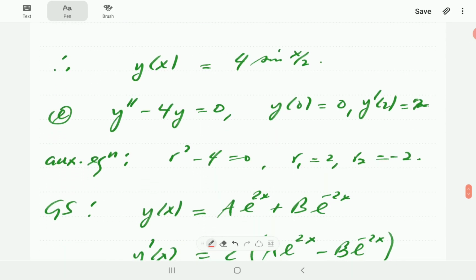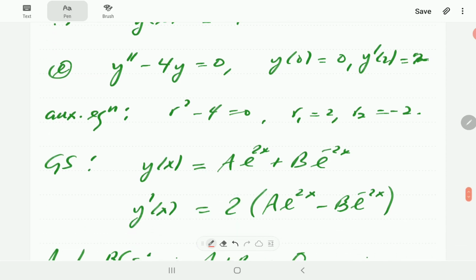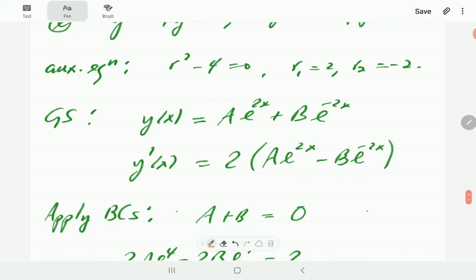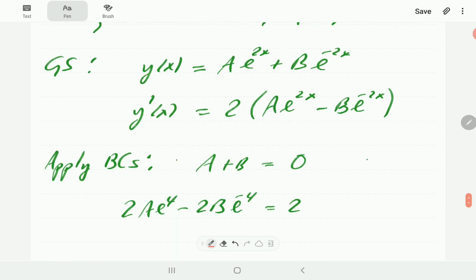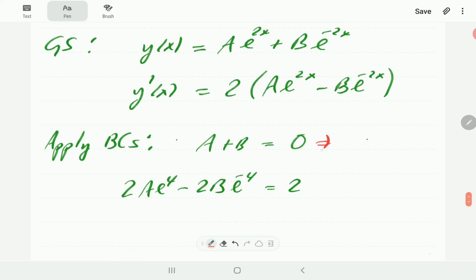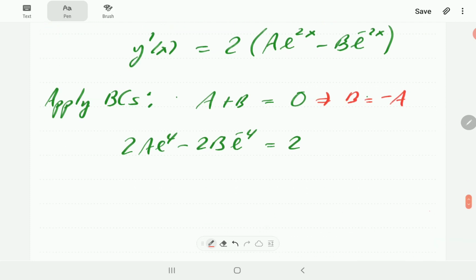Okay, and then for E, the auxiliary equation is going to be r squared minus 4 equals 0. So r1 is 2 and r2 is negative 2. And that's going to be our general solution with its derivative. So when x is 0, again y is 0. So going to plug in 0 here, 0 there, 0 there. Gives us A plus B is 0. So from here, it means that B is negative A, which we can substitute here.